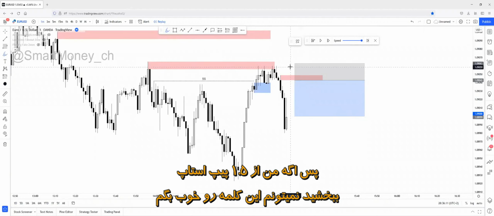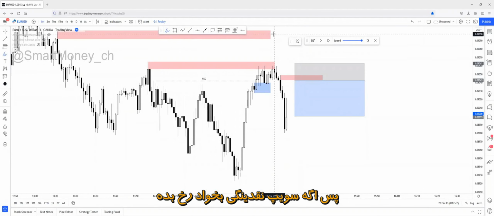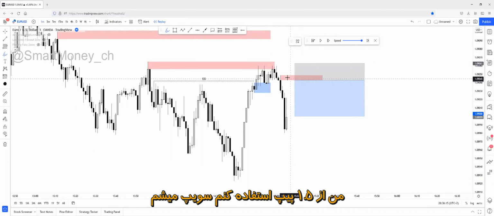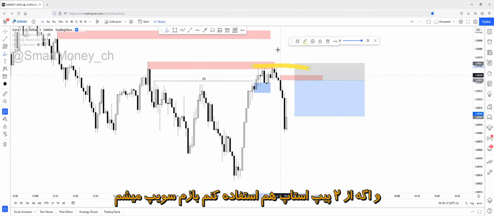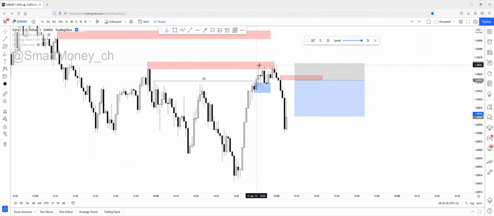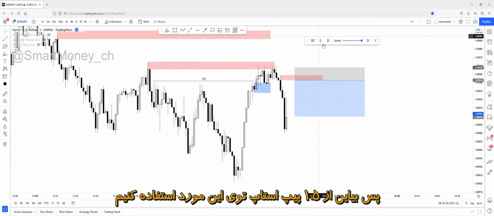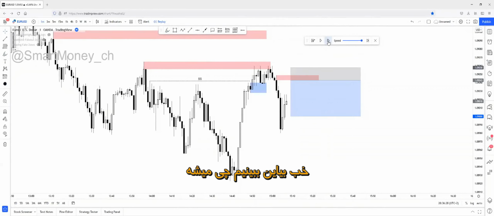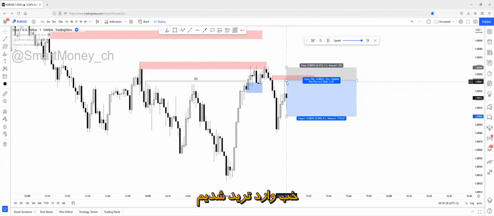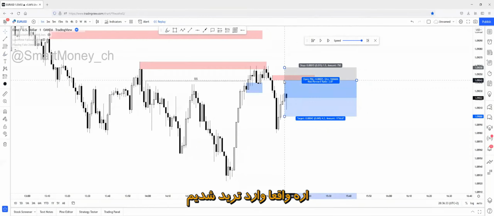So if I'm using the 1.5 pip stop loss, it will be swept if the liquidity sweep happens. If I'm using the 2 pip stop loss, it will be swept if the liquidity sweep happens. So it doesn't really make any difference. So let's just use the 1.5 pip stop loss in this case, and let's see what happens. We've been tagged in the trade. Yeah, it's a tag actually.